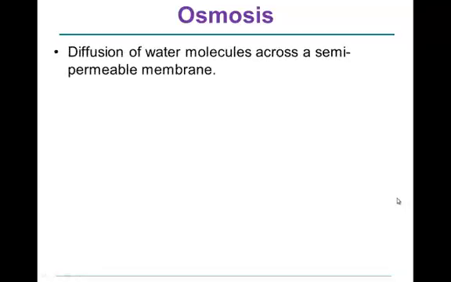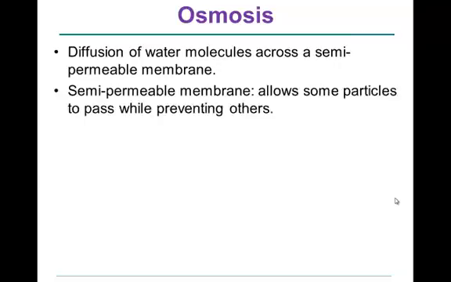As I said, osmosis is a special case of diffusion. Osmosis is defined as the diffusion of water across a semi-permeable membrane. So, the movement of water from an area of higher concentration on one side of a membrane to an area of lower concentration on the other side of a membrane. The word semi-permeable means penetrable by some things and not by others. It allows some particles to pass while preventing others.